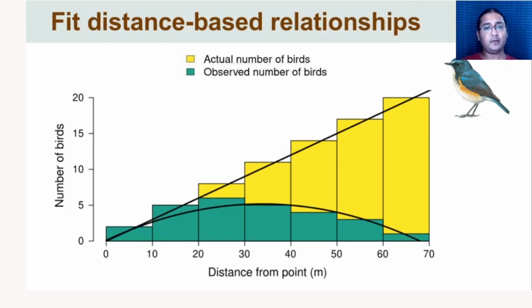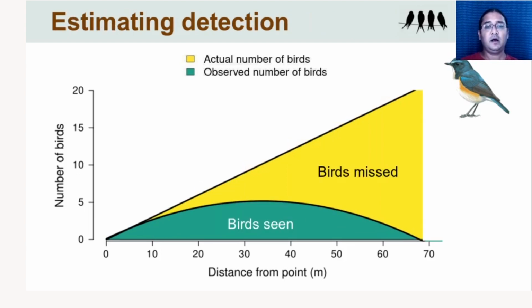So again, like with line transect sampling, you fit these distance-based relationships, where there is a linear line going upwards to the right, which represents the distribution of the actual number of birds at different radial distances from the point, and the observed number of birds is represented by that curved line. And like with the line transects as well, the area of the green polygon tells you the number of birds that are seen, and the area of the yellow polygon tells you the number of birds that are missed.